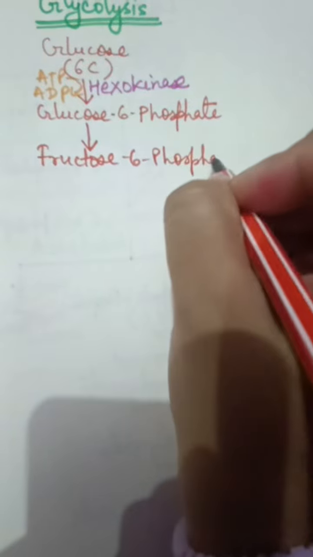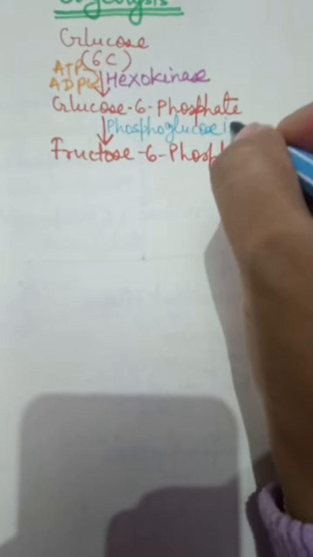Now, glucose 6-phosphate is converted to fructose 6-phosphate. Both are isomers, and it takes place in the presence of phosphoglucose isomerase. Fructose 6-phosphate is then converted to fructose 1,6-bisphosphate, and it takes place in the presence of phosphofructokinase, which catalyzes the transfer of a phosphate group from the ATP to fructose 6-phosphate.